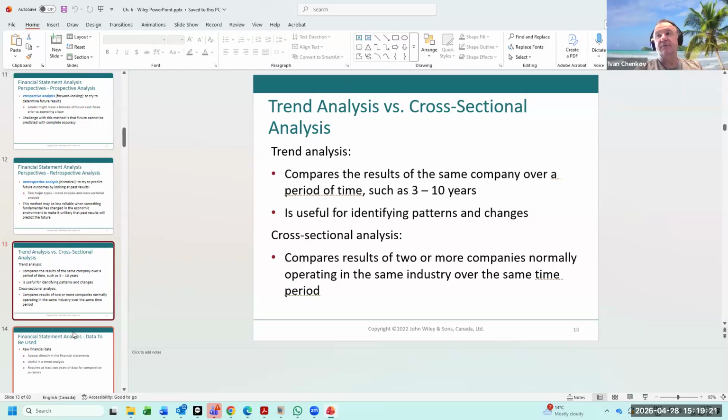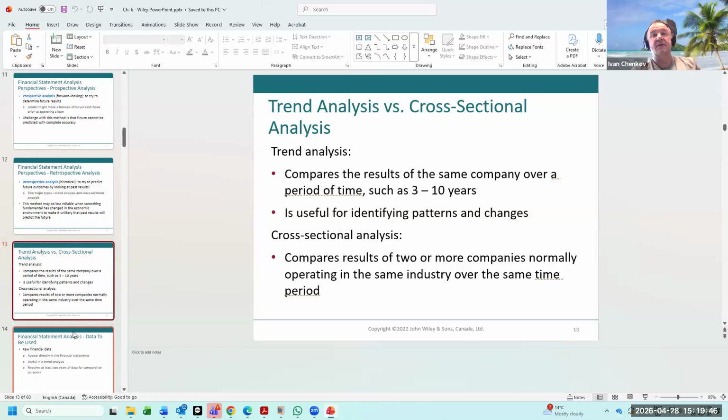The same thing applies to the assignment, the memo that you have to prepare in class. Again, if you have only 2 years of the company, then you can talk only and only about the difference between one year and the other year, not trends. For trends, you have to have at least 3 years.